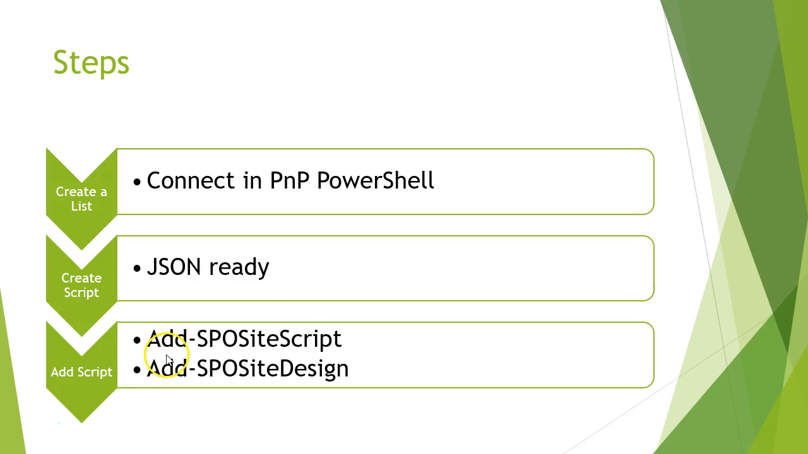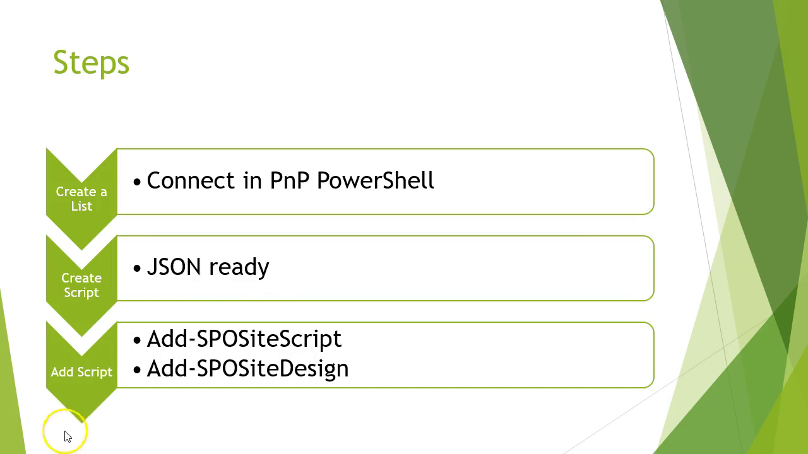So the overall steps to create a list begin by connecting to SharePoint PnP PowerShell. You need to use the SPO cmdlets as well as the PnP cmdlets. You get the SharePoint Online cmdlets downloaded on your computer. You don't need to have SharePoint installed for that. And this works only for SharePoint Online as of July 2019. Create the script necessary. You get the JSON ready and then you call Add-SPOSiteScript and Add-SPOSiteDesign.